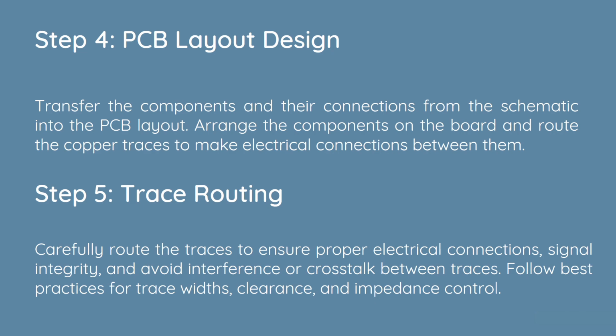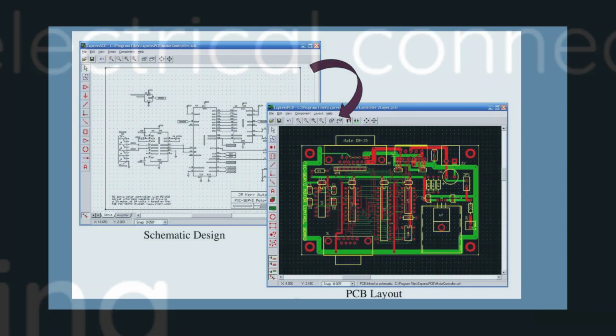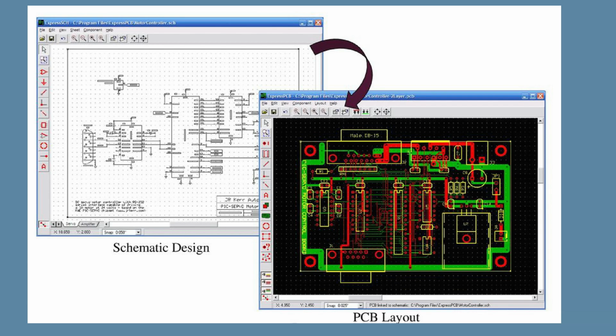Step 5. Trace routing. Carefully route the traces to ensure proper electrical connections, signal integrity, and avoid interference or crosstalk between traces. Follow best practices for trace widths, clearance, and impedance control. This is how schematic to PCB layout conversion looks.